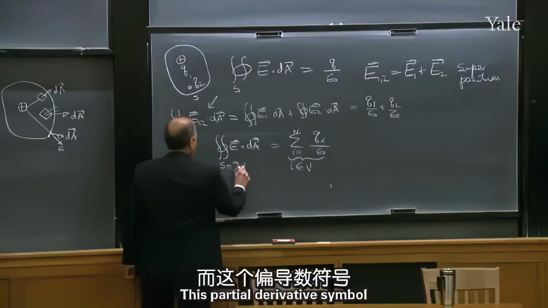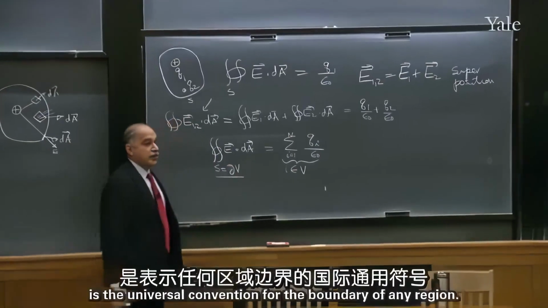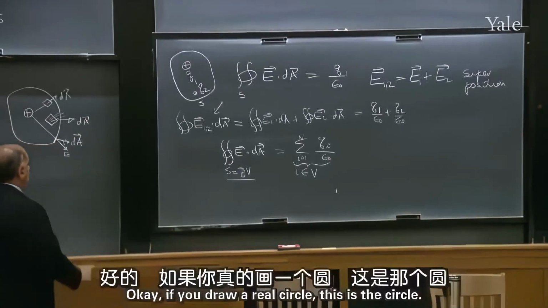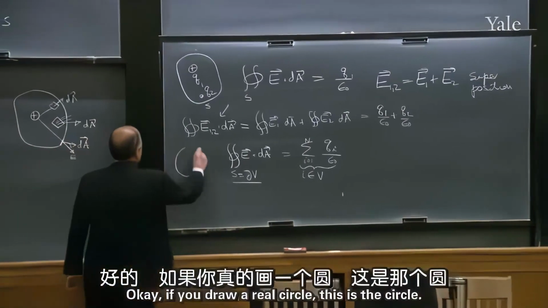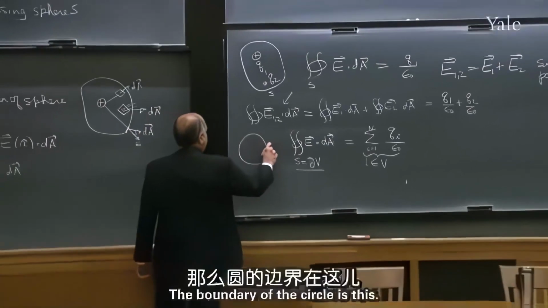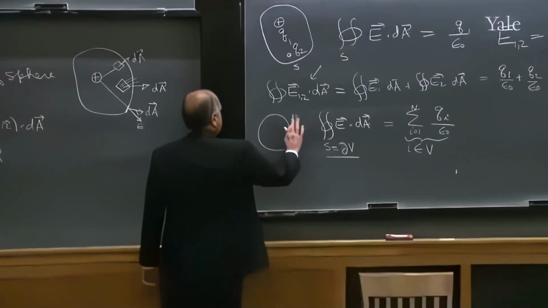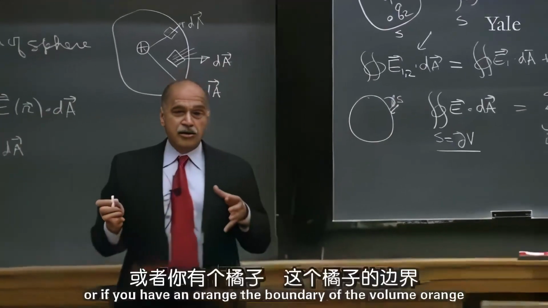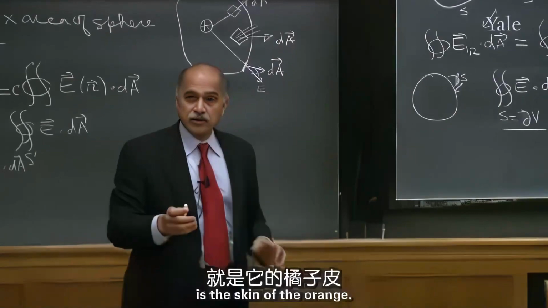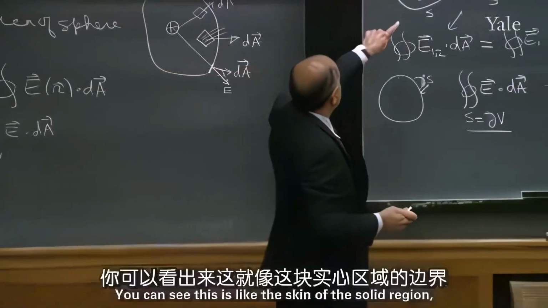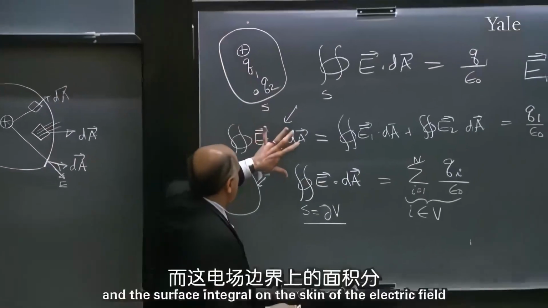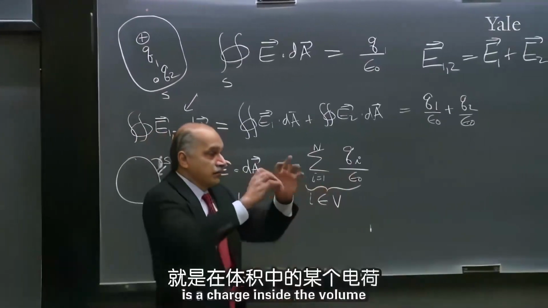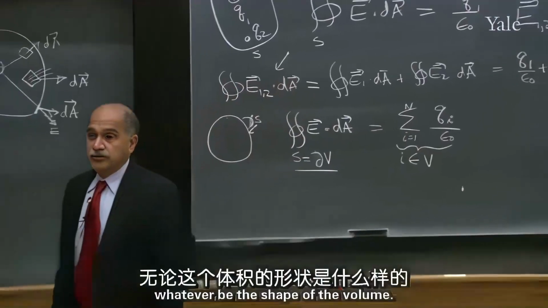This partial derivative symbol is the universal convention for the boundary of any region. If you draw a real circle, this is the circle, the boundary of the circle is this. If you have a cube, or if you have an orange, the boundary of the volume orange is the skin of the orange. That's the definition of boundary. You can see this is like the skin of the solid region, and the surface integral on the skin of the electric field is the charge inside the volume, whatever be the shape of the volume.